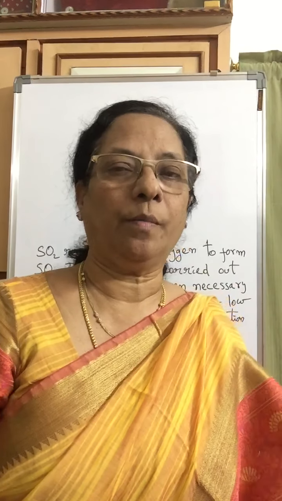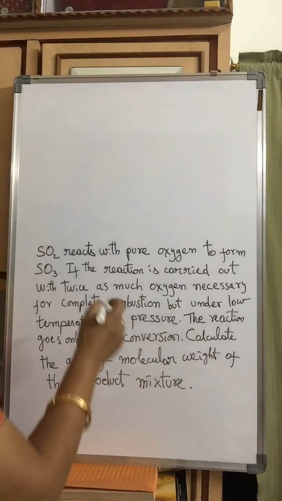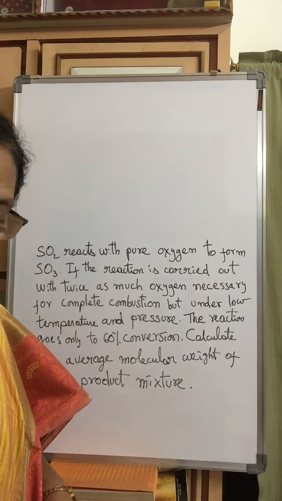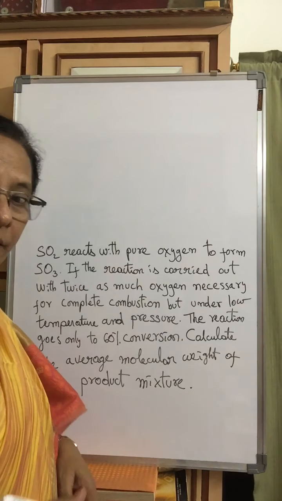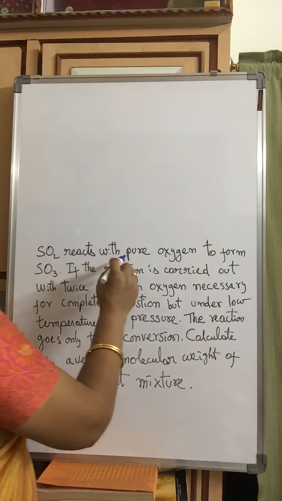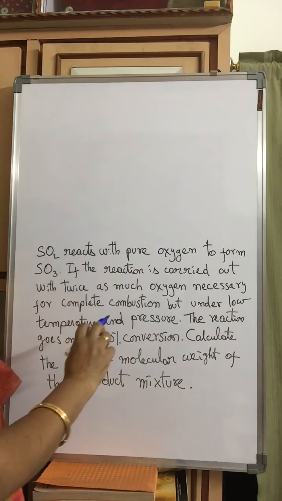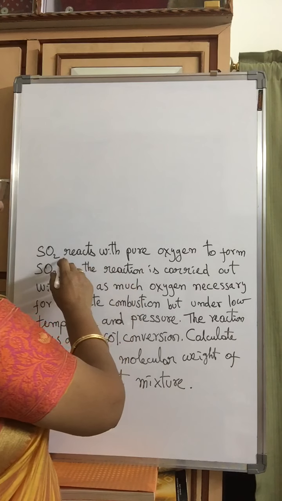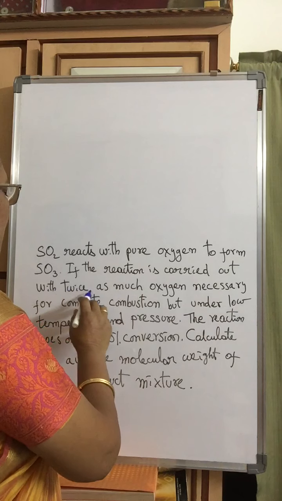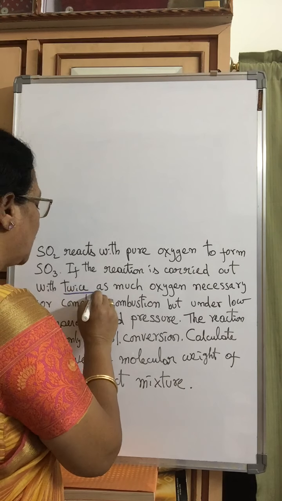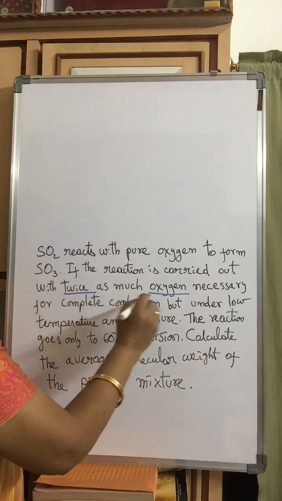We are discussing one more problem in material balance with chemical reaction. Let us read the problem carefully. SO2 reacts with pure oxygen to form SO3. The reaction is oxidation of SO2 to form SO3. If the reaction is carried out with twice as much oxygen necessary for complete combustion.